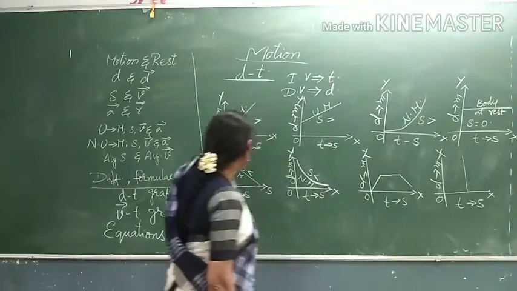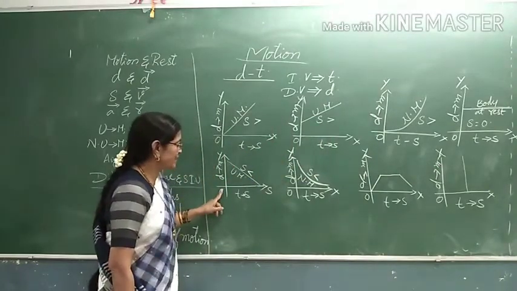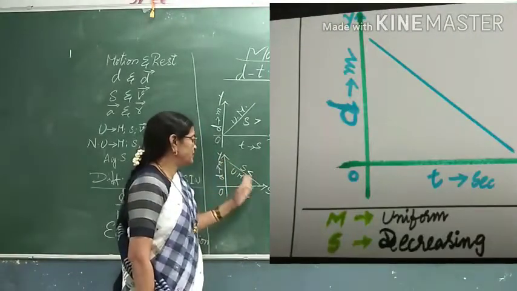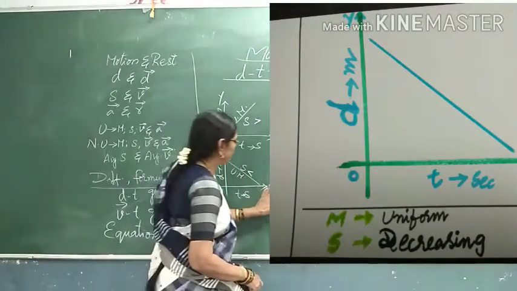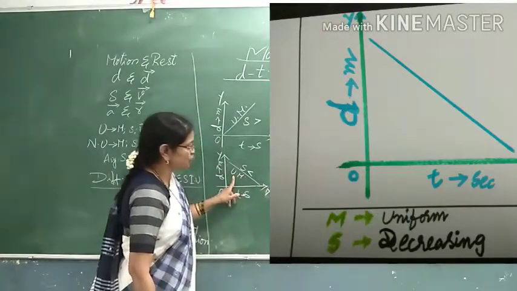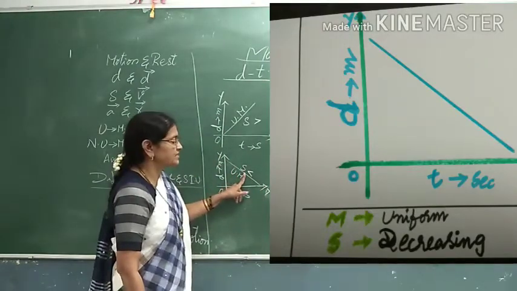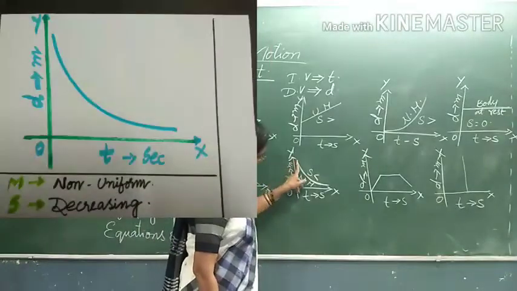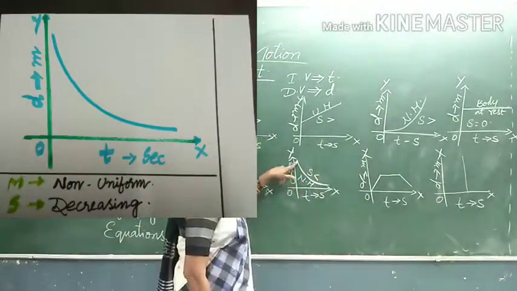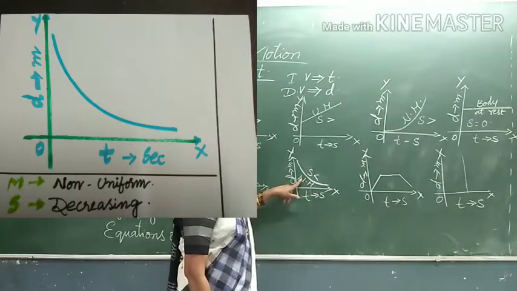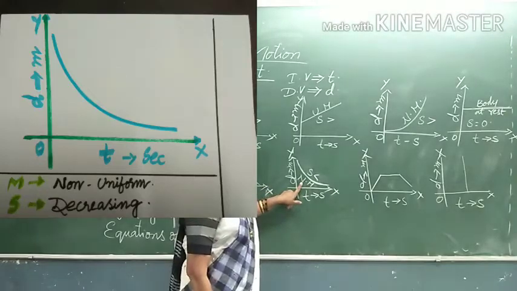Now coming to the next graphs. In this graph, the graph is a straight line but coming towards the x-axis, so it is uniform motion, but the speed is decreasing. Here also, it is not a straight line, it is a curve coming down from the y-axis towards the x-axis. So speed is decreasing, but the motion is non-uniform.